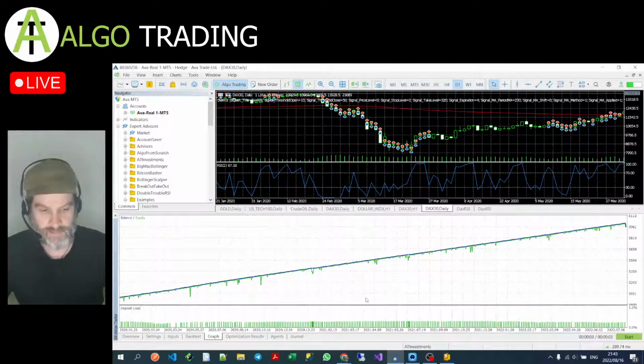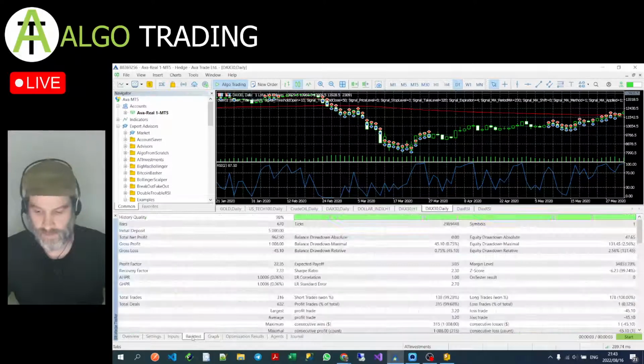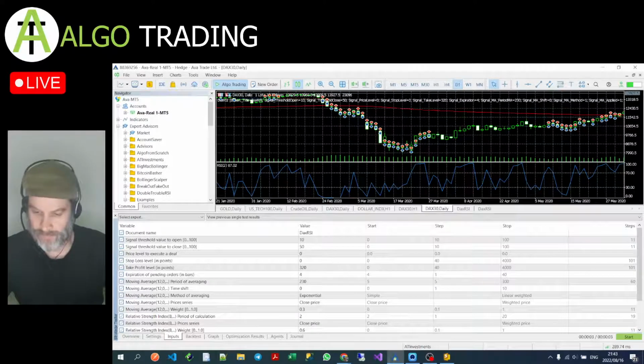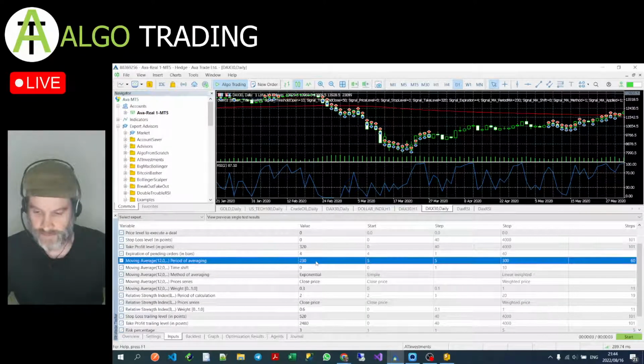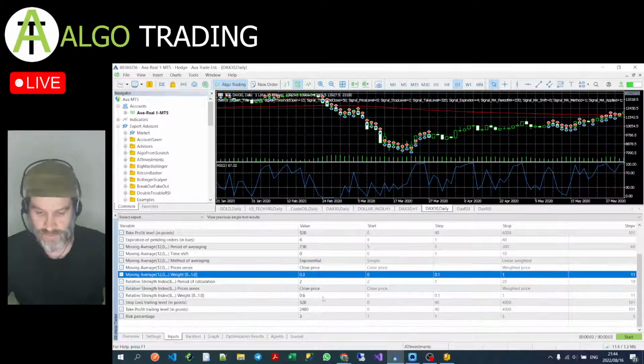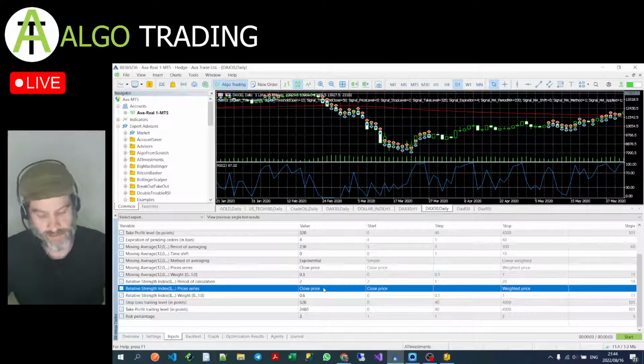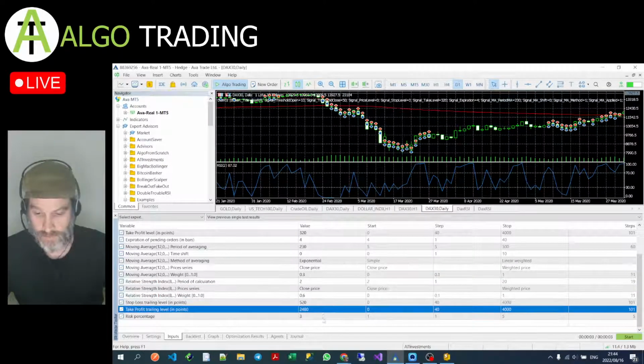I mean, look at that. That's an equity curve. 99% win rate, 1 loss in a year. That can't be right. Let's have a look at what that's doing. So 230 period moving average, weighted at 0.3. The RSI is a 2-period RSI and it works on the close price. I mean, I suppose it could be right.